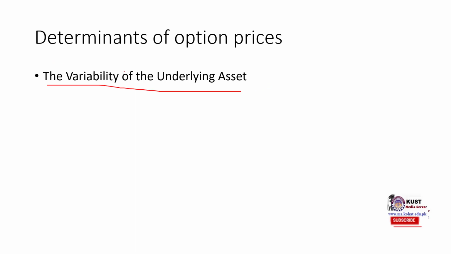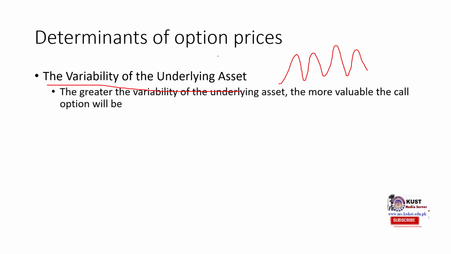And by variability we mean the price of assets are volatile. They increase and decrease quite a lot. There is high variability in the prices. There is high volatility in the prices. There is high dispersion in the prices. So when that happens, what would happen to the value of option? The greater the variability or volatility in the price of the stock, we are talking about the underlying asset, the more valuable the call option will be.